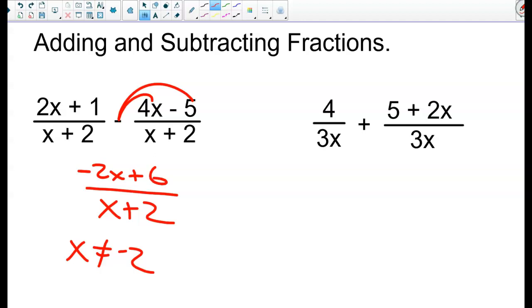And in this case, I'm always a fan of just looking. If I take a -2 out of the top, I'm left with x minus 3. That doesn't cancel anything. If something could cancel, absolutely. But since nothing cancels, I just leave it.